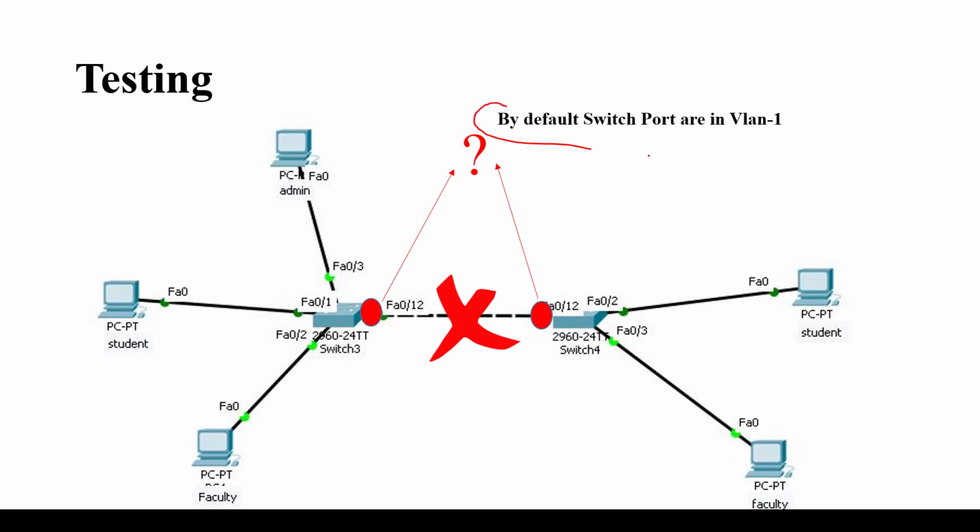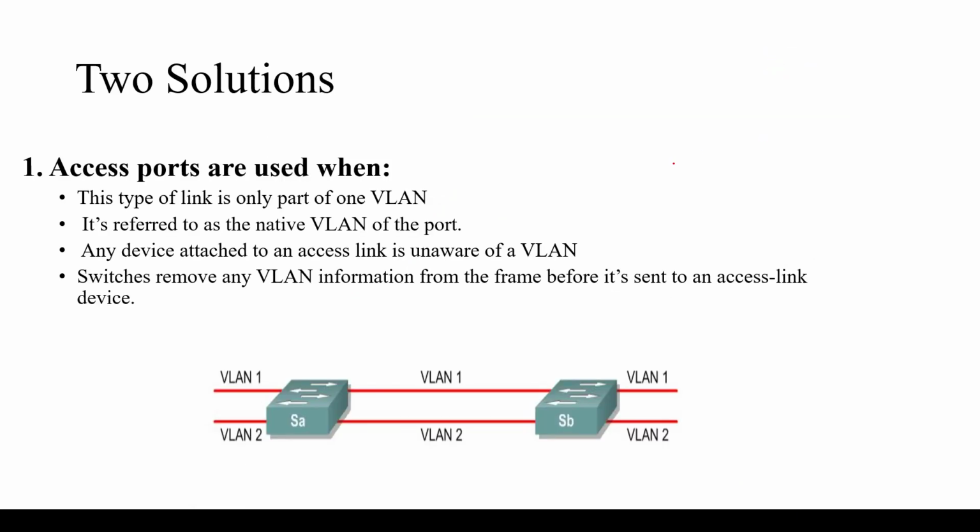As I told you, by default switch ports are in VLAN 1, or we can say the default VLAN. So what to do? We have two solutions. The first solution is called the access port. I will explain the access port in detail later when we discuss the next scenario. Access ports are part of only one VLAN and normally used for terminating end devices like a PC, laptop, or printer. So this is one solution.